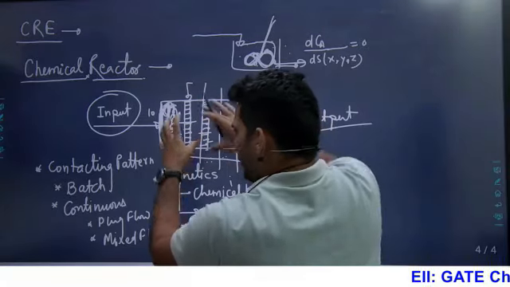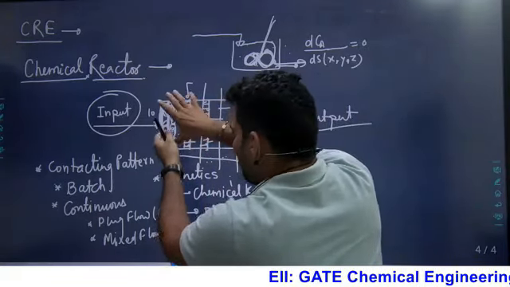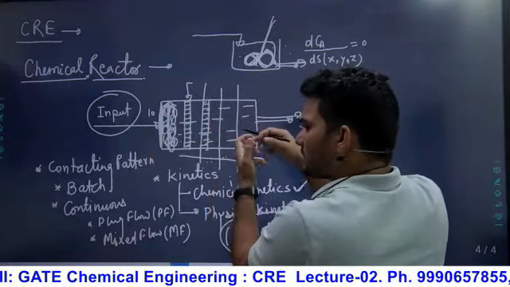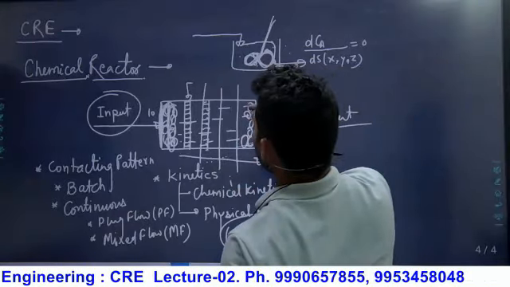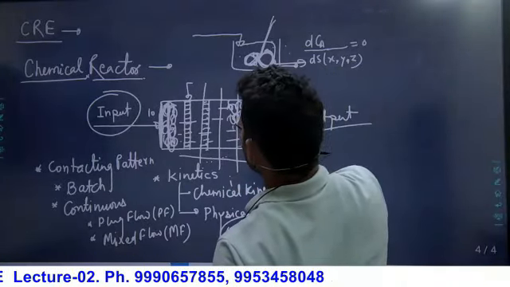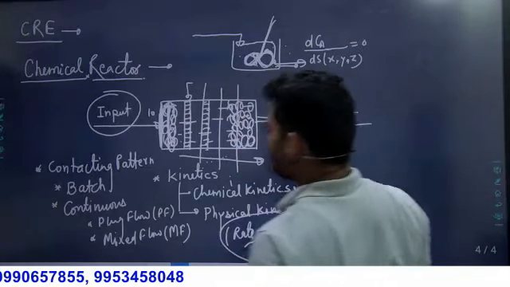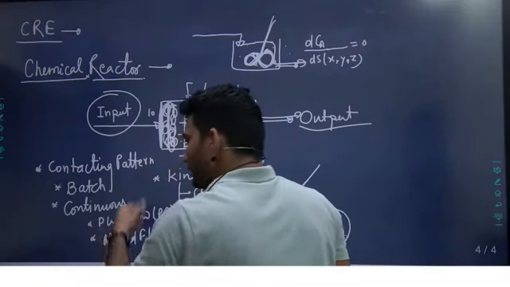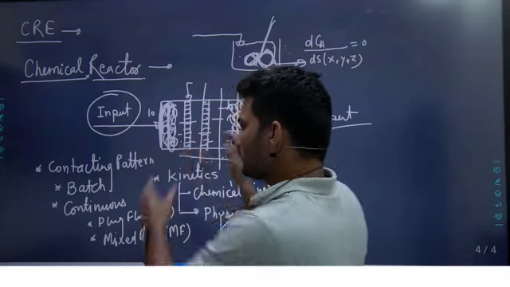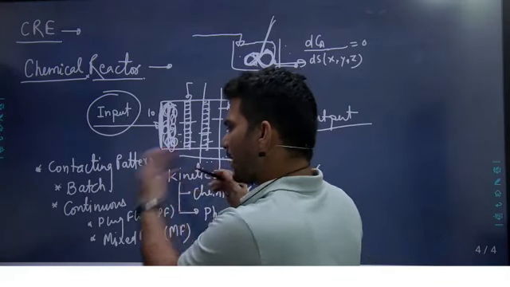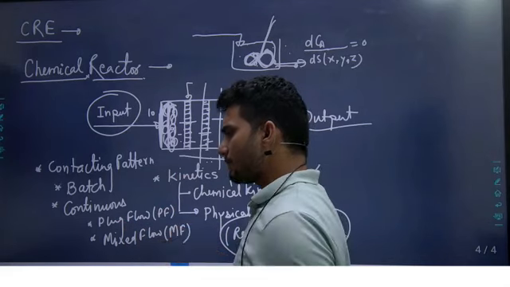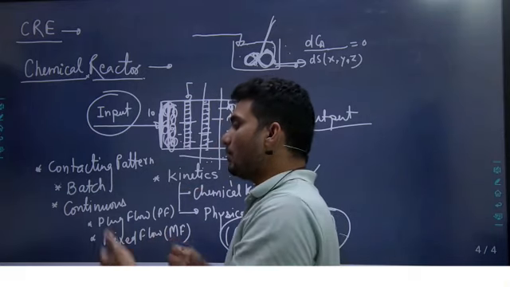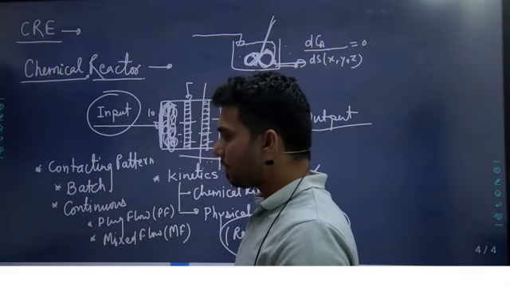Or they are mixing all over the reactor. They are mixing late: in the starting they just come out and do not mix, and later the reactant molecules mix. That is called late mixing, and the other is early mixing. So the contacting pattern tells us all about the mode of operation, batch or continuous. In the continuous, what is the pattern? Plug flow, mixed flow, and it tells us how early or late the molecules of the reactant will mix.